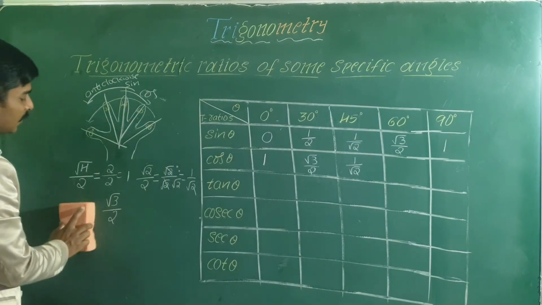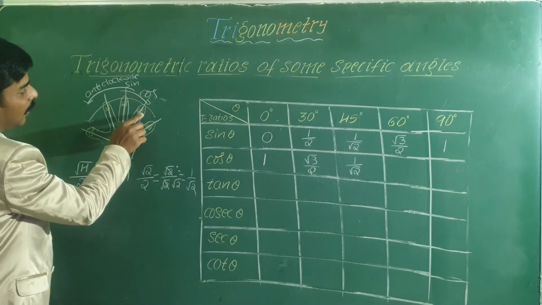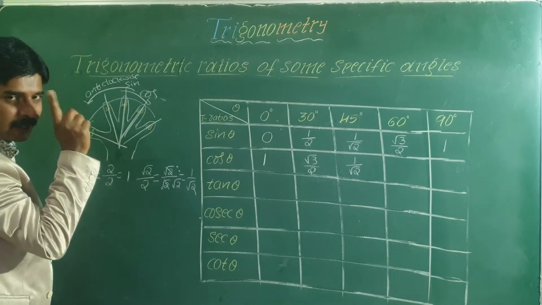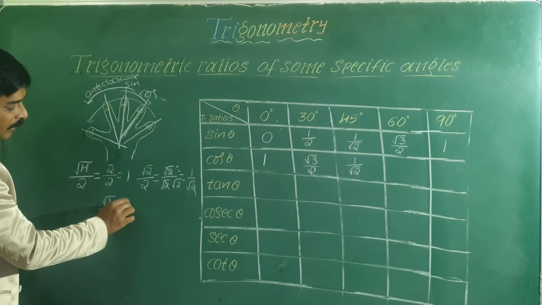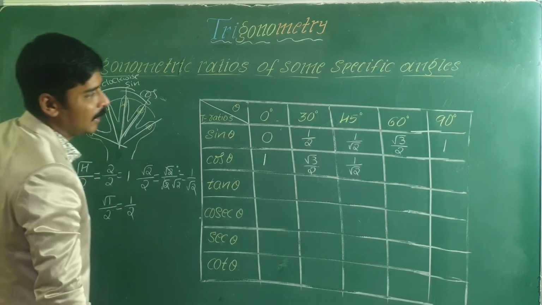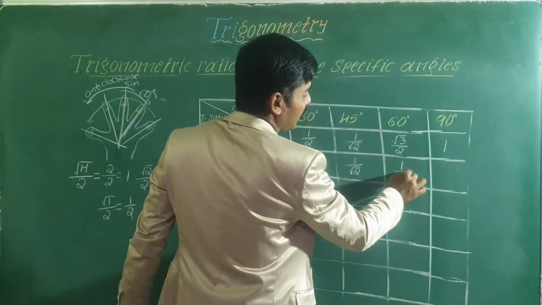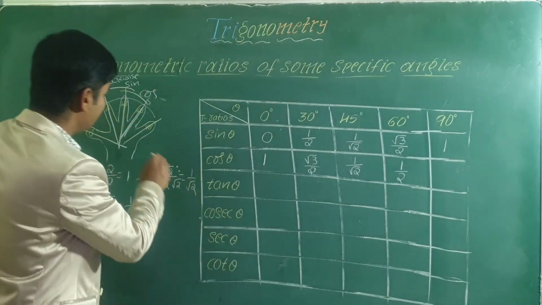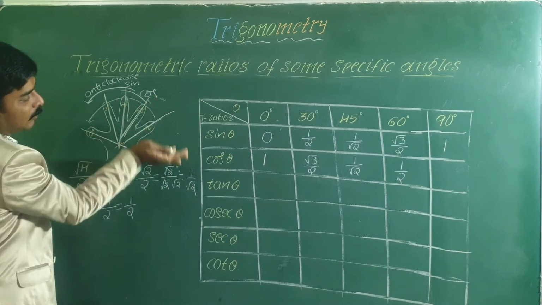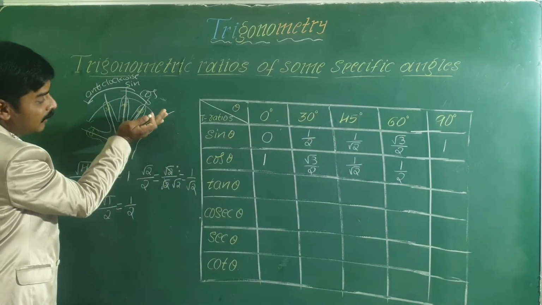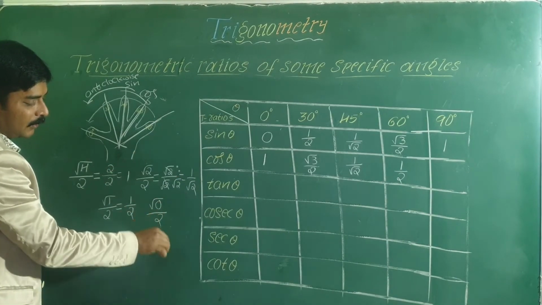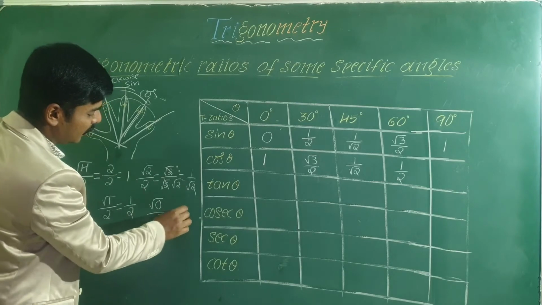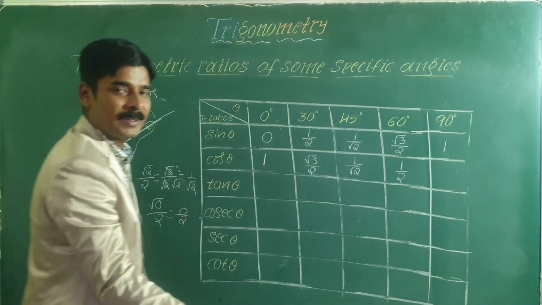Similarly, you tell me what is cos 60. How many fingers are there? Only 1 finger. So square root of 1 by 2. Square root of 1 is 1. So 1 by 2. So cos 60 degrees is 1 by 2. Cos 90. How many fingers are there towards the right side of 90 degree? 0 fingers. So square root of 0 by 2. So square root of 0 is 0. 0 by 2 is 0.